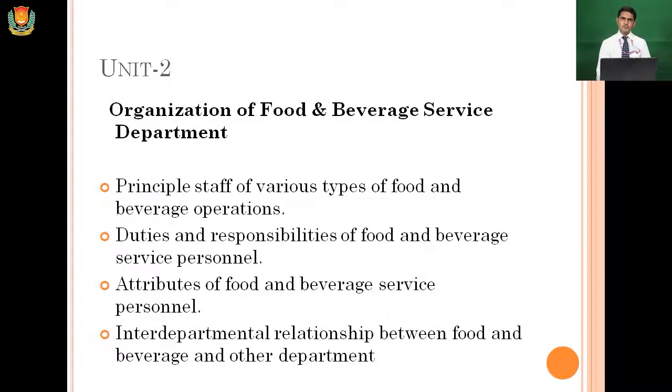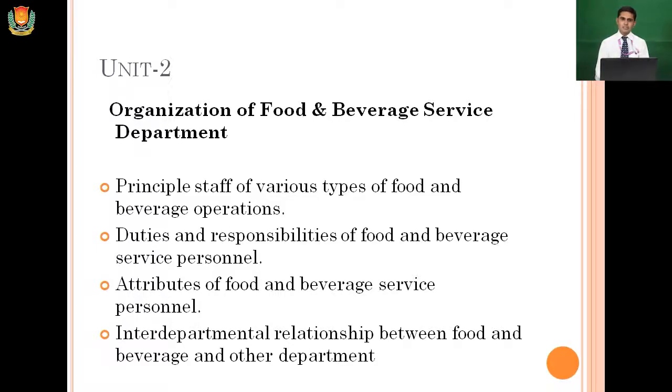After completing your 2 years, in your final year you are going to do your specialization, or you want to make your career in the food and beverage service department. So how you can grow yourself in that particular department.